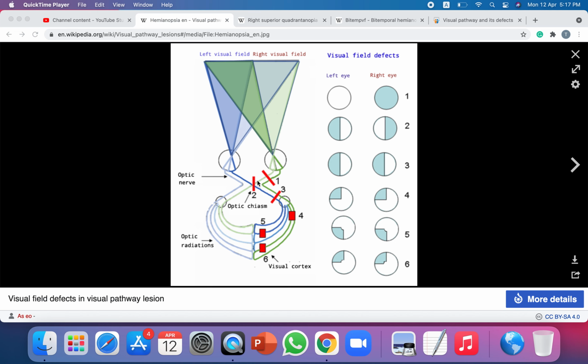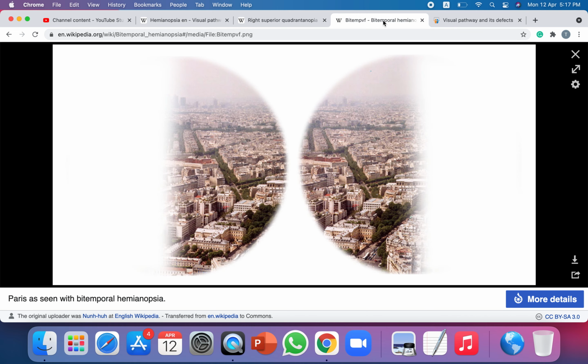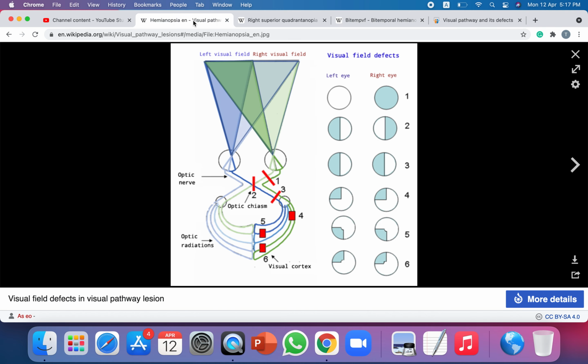But in a lesion like craniopharyngioma or any tumor in the pituitary gland, the central portion of the optic chiasma will be damaged and there will be bitemporal hemianopia. So a patient will look like this picture. A patient can see the nasal field of vision, but the temporal field of vision will be lost. So this is called bitemporal hemianopia, an optic chiasma lesion. Now what happens in number 3?